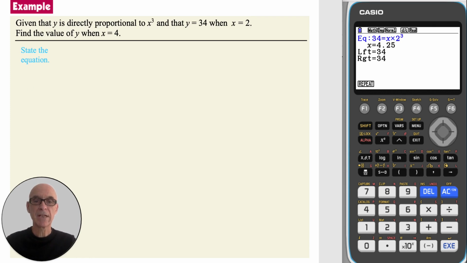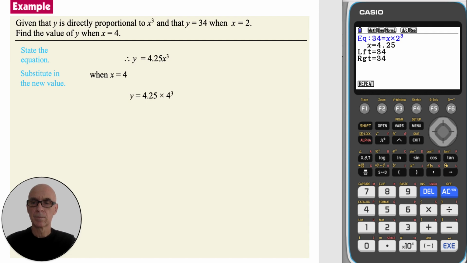Next, state the equation. That's y equals 4.25x cubed. Substitute in the new value, which is x equals 4. Simplify the expression to give the value shown. So y is equal to 272 when x is equal to 4.